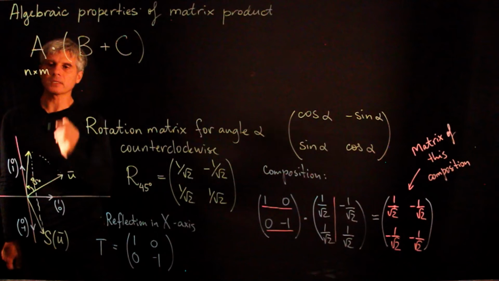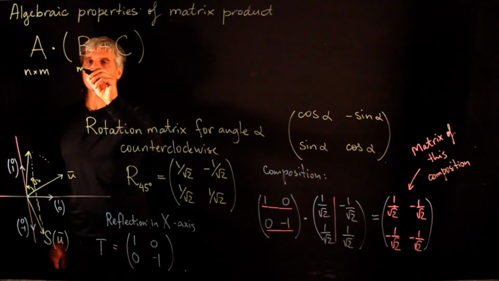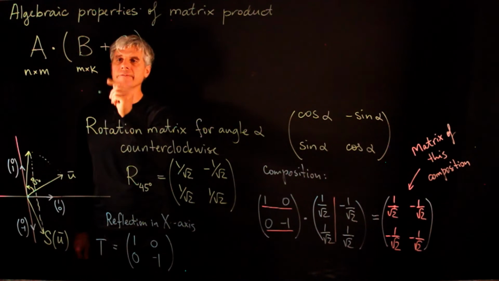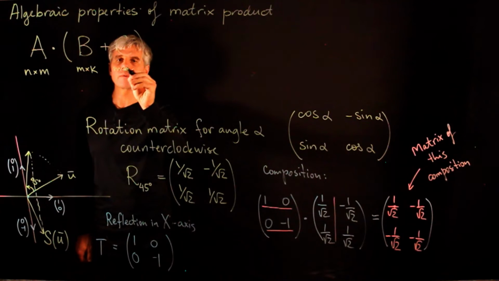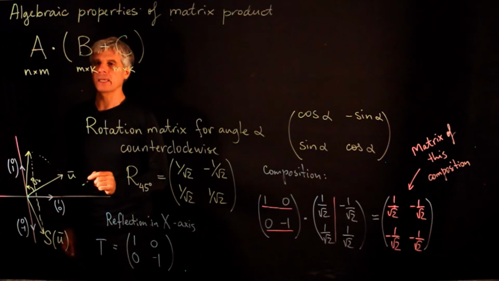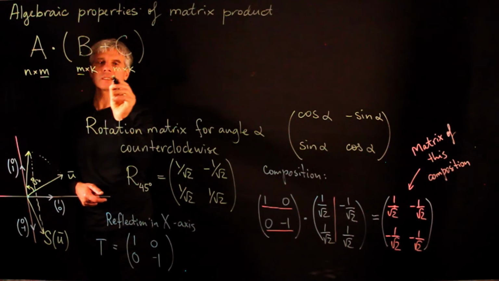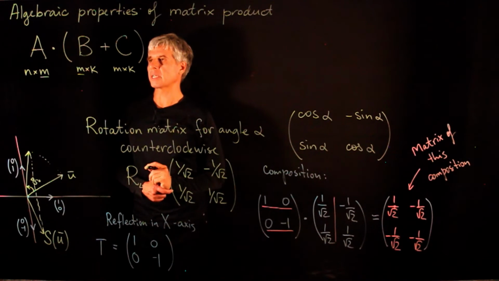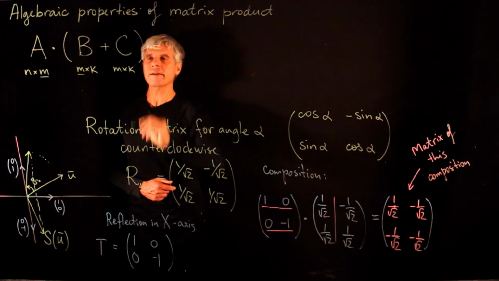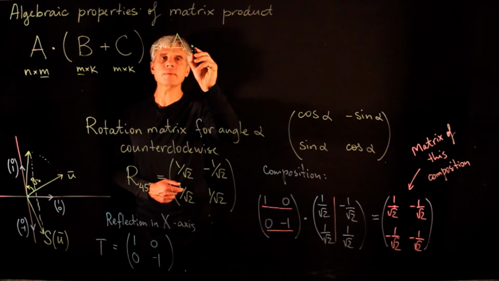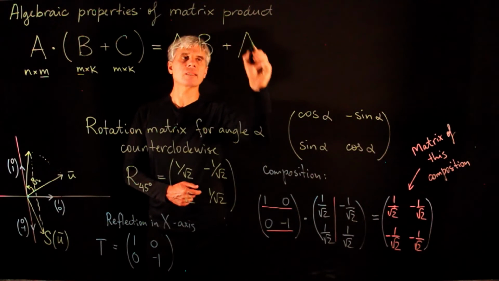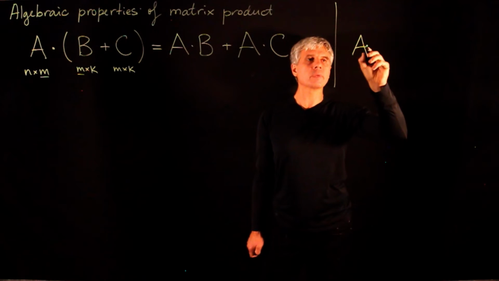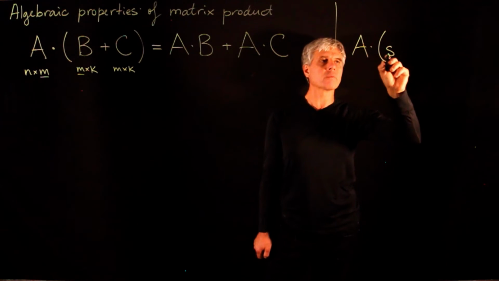so if this matrix is n by m and B is m by k, well, in order to add two matrices, these two matrices must have the same size. So this means that matrix C must also be m by k. And so these indices must match in order that we can form the product, right? So then what we'll have is, so this is equal to A times B plus A times C.